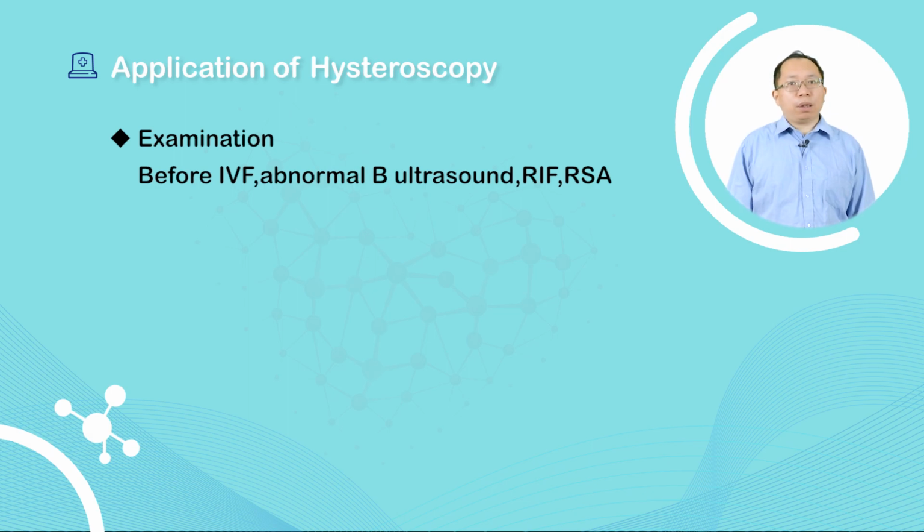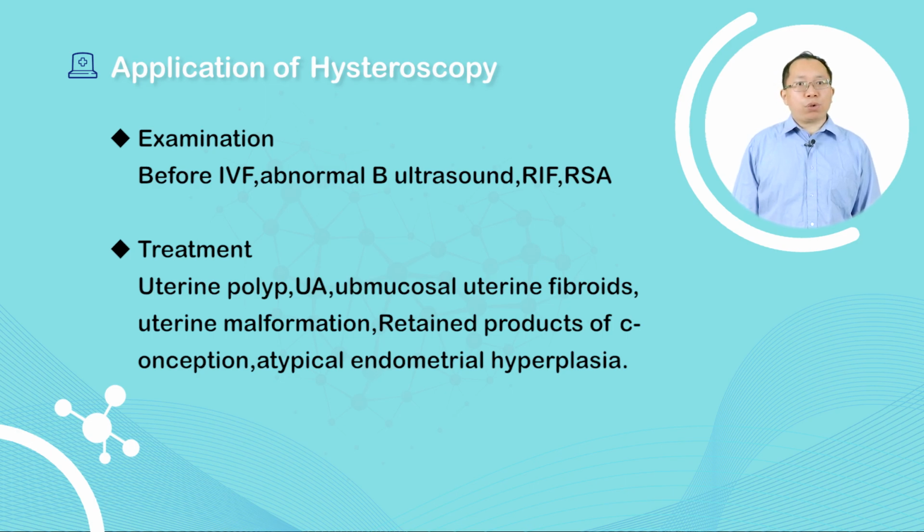Hysteroscopy is often done in infertile women starting IVF to improve their chance of having a baby. Women with an abnormal transvaginal ultrasound, recurrent spontaneous abortion, and recurrent implantation failure should be offered routine hysteroscopy before IVF. Hysteroscopy can also be used to treat uterine polyp, intrauterine adhesion, submucosal uterine fibroids, uterine malformation, retained products of conception, and atypical endometrial hyperplasia, etc.